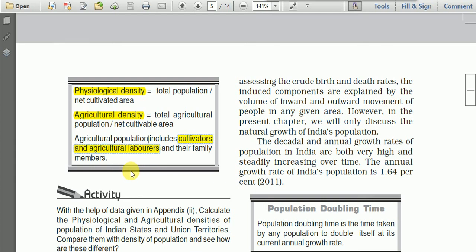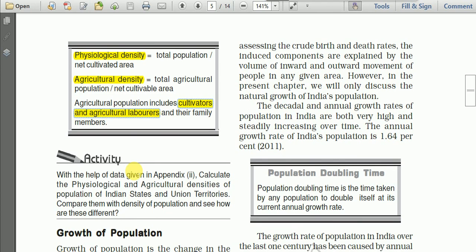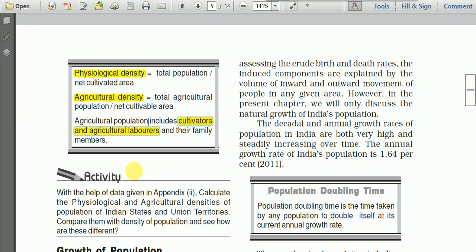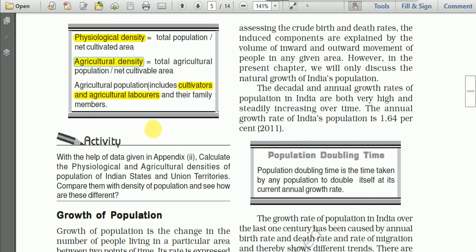Agricultural laborers are those people who work in the fields of other cultivators or other people. Actually they do not have their own land, they have to work on the lands of others, and those are known as agricultural laborers. So in this way, if you want to get a clear picture of the man-land ratio, we had better calculate physiological density and agricultural density instead of the arithmetic density.